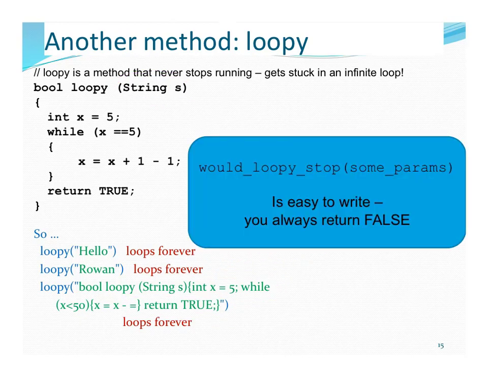And so we could write a specialized method called would Loopy stop, right? And again, it's easy to write. You just always return false, because Loopy never stops. Loopy always ends up in an infinite loop. No matter what your parameters are, Loopy will not complete with an answer in a finite amount of time.